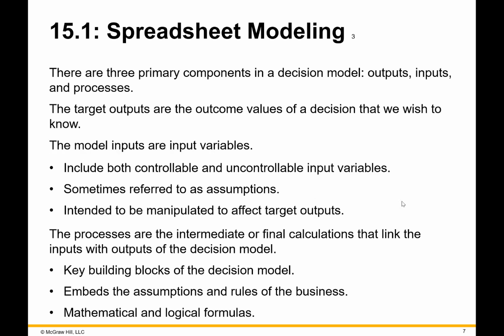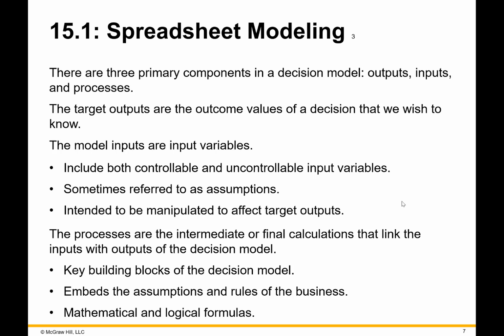There are three primary components in a decision model: target outputs, input variables, and processes. The target outputs are the outcome values of a decision that we wish to know. For example, in a pricing model designed to help identify the price level that would maximize the firm's profit, the target output is the profit, because we want to maximize the profit. The input variables include both controllable and uncontrollable variables.